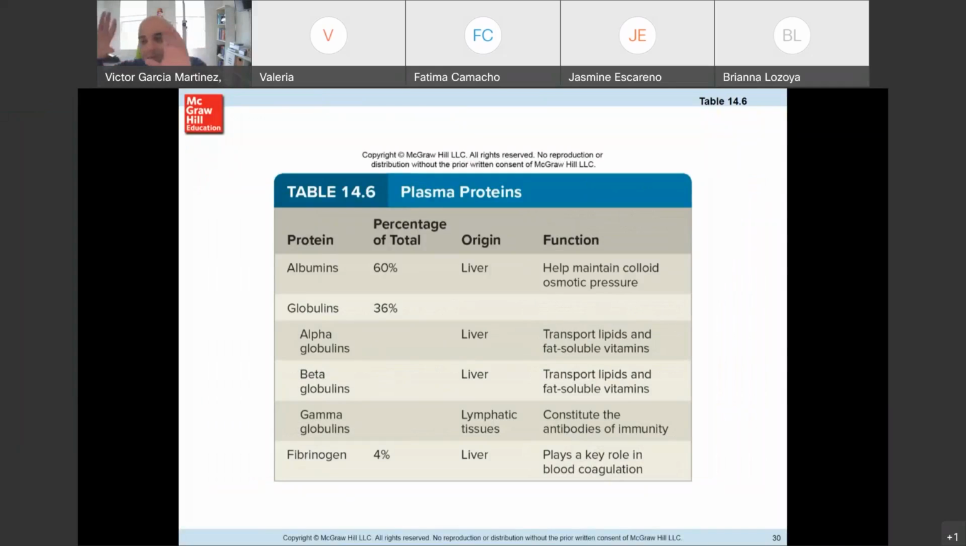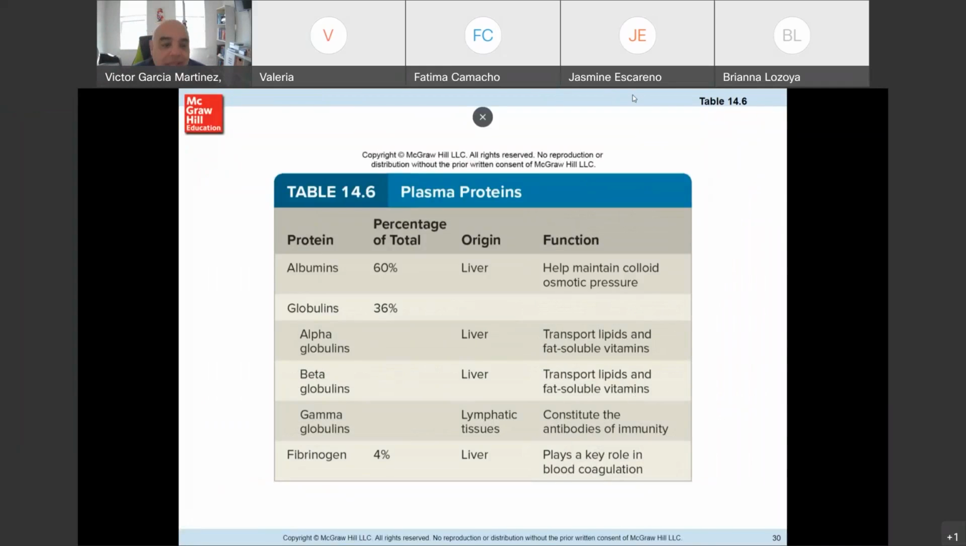Guys, we already got the cells, the formed cells, the formed elements, the cellular elements. Now we're going to talk a little bit about plasma. If you remember, I told you mostly it is water, 92% is water. But some other components are really, really important.